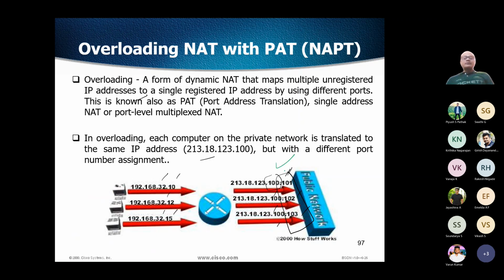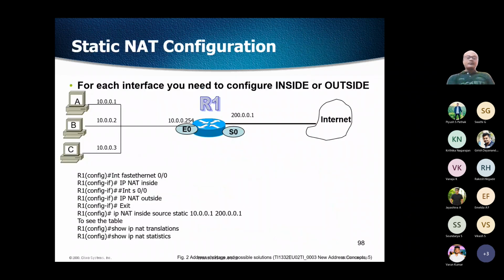This is all we can see. Means only your port number is changed. Okay, we are using only one IP address, right? The configuration, guys: we have to go to this interface and tell it you are the inside, then go to this interface and tell it you are outside. This is how we are going to configure it in the firewall.